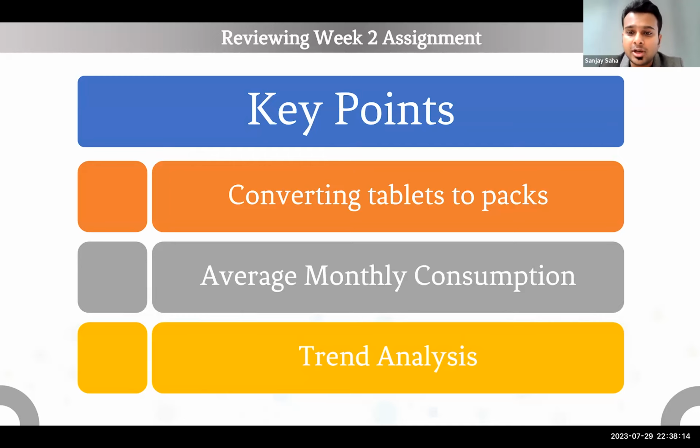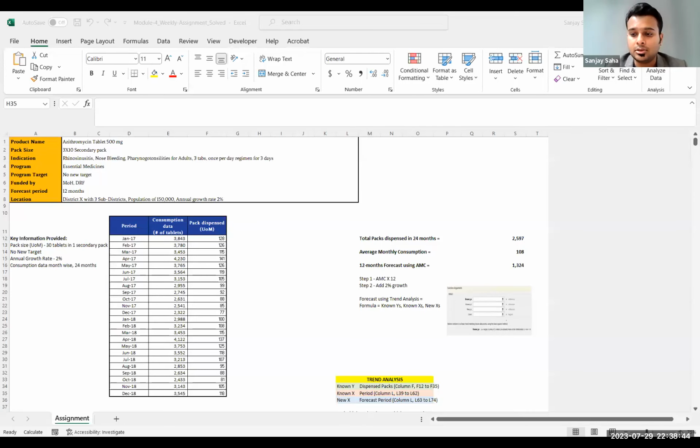The weekly assignment also had a question about average monthly consumption, and it also asked you to conduct trend analysis. So let's quickly go over the sheet and discuss that assignment. In case you have any specific question about that assignment, do let me know, and then I can focus exactly on that question as well.